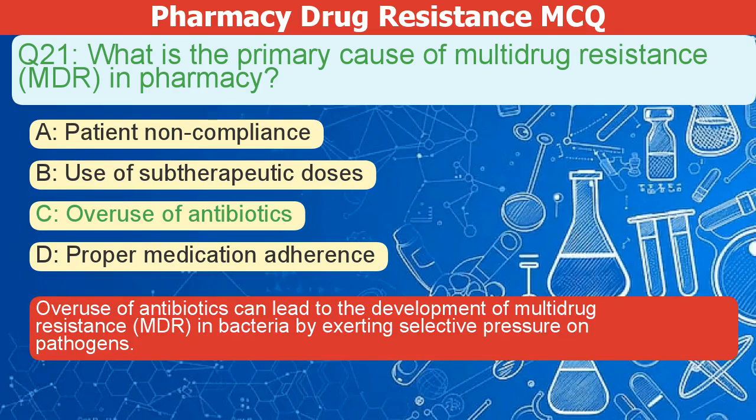The correct answer is C. Overuse of antibiotics can lead to the development of multidrug resistance, or MDR, in bacteria by exerting selective pressure on pathogens.